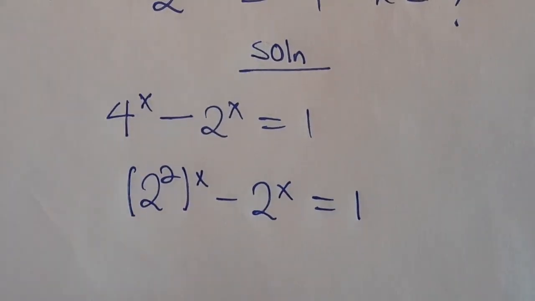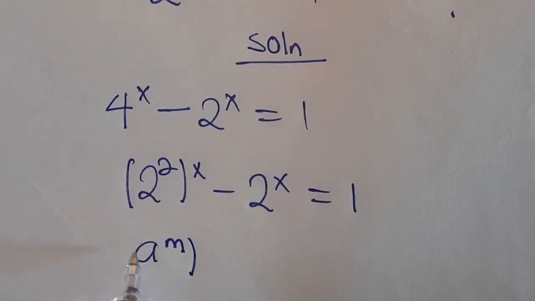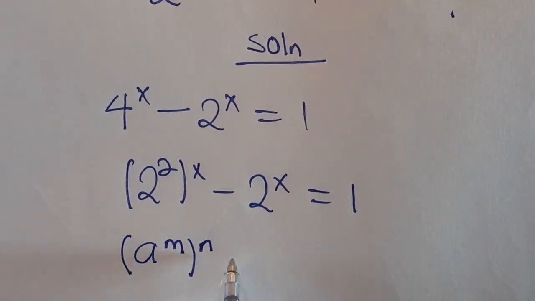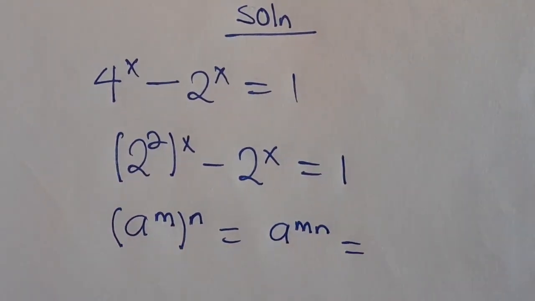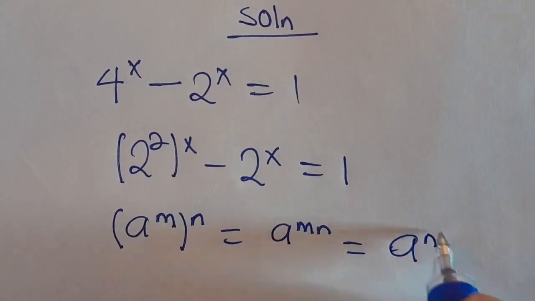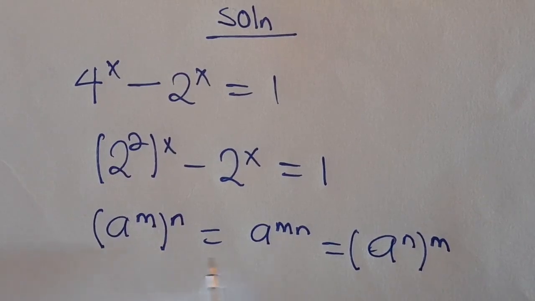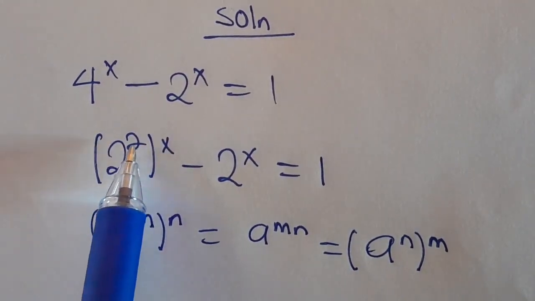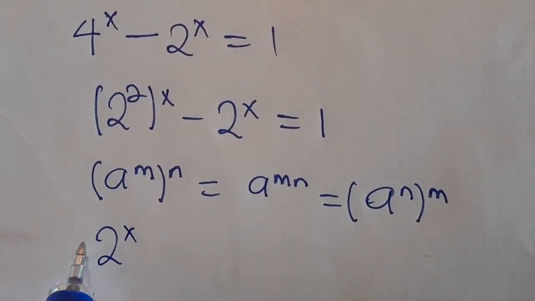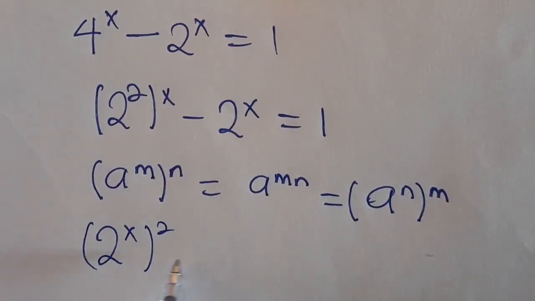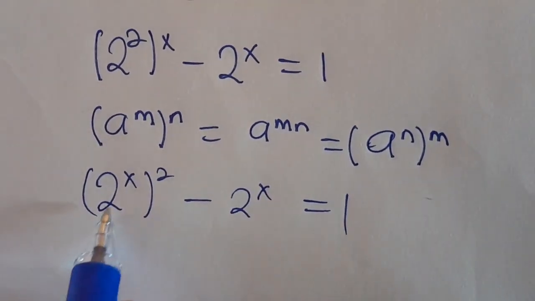So from here, according to the law of indices, when you have a raised to the power m, all in brackets raised to the power n, this can be simplified to a raised to the power mn, and this can also be written as a raised to the power n, in brackets, raised to the power m. So by applying this, we can interchange the powers as 2 raised to the power x, all raised to the power 2, minus 2 raised to the power x equals 1. So now guys, we have 2 raised to the power x in common.